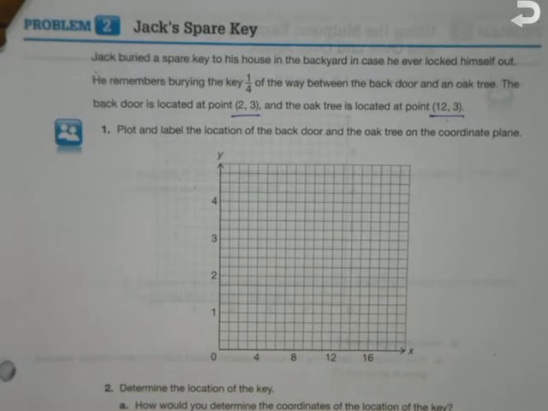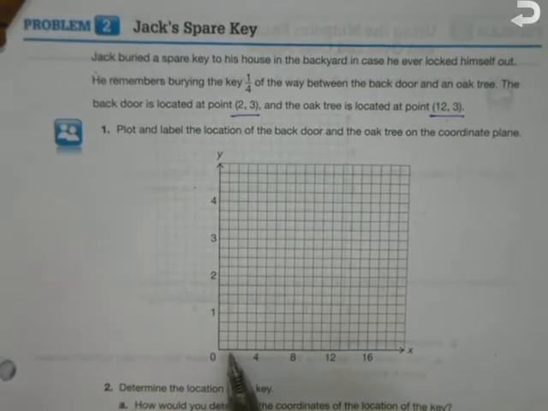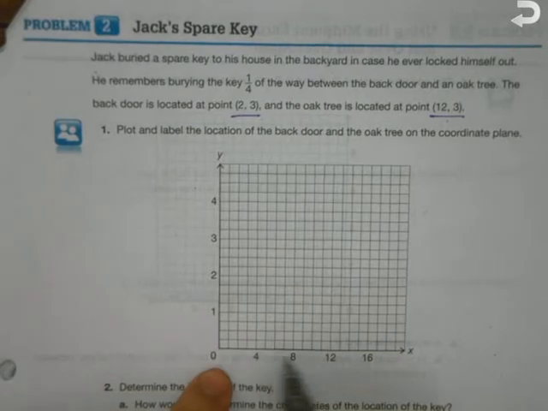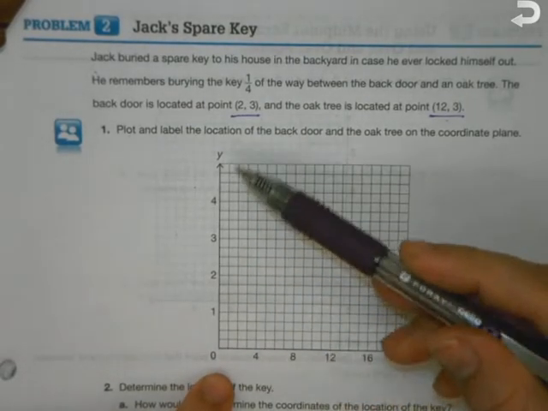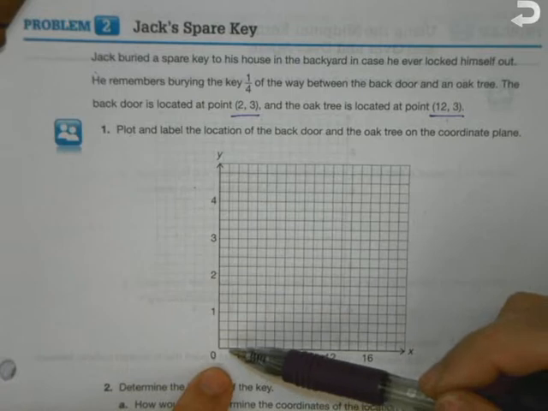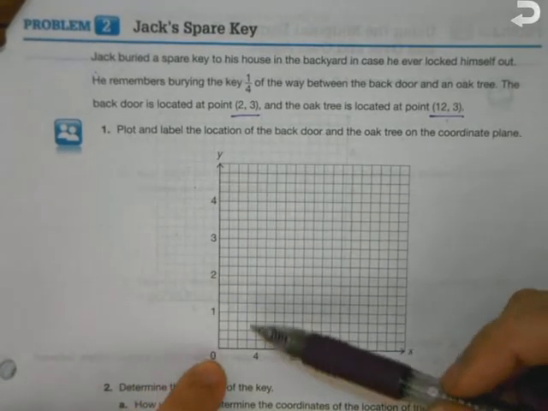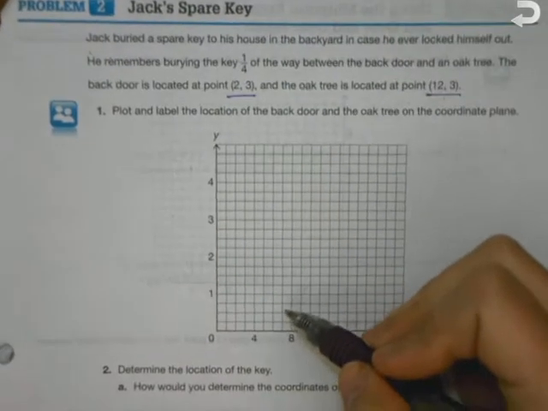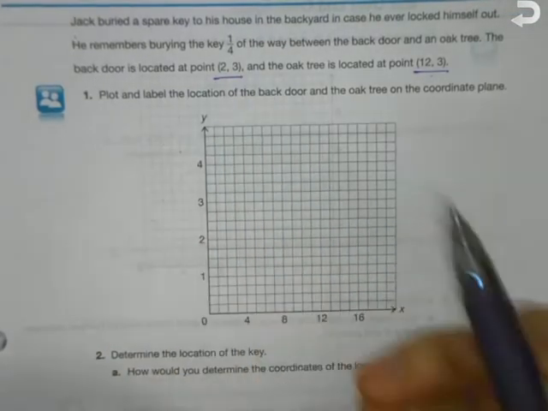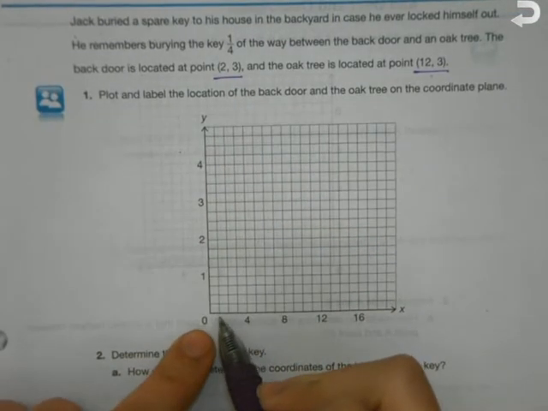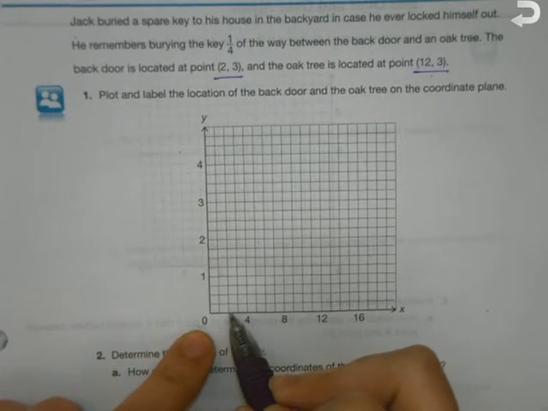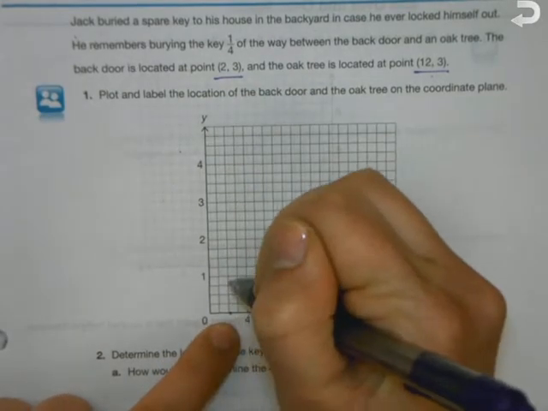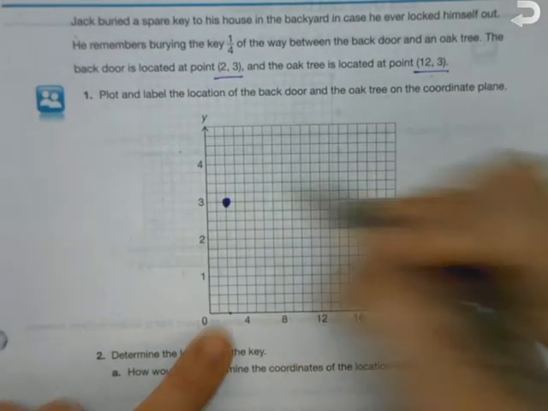It looks like we are counting by what? 1's on the x-axis, and what about the y-axis? Well, it's 1's, but how many spaces are in between each one? 4. So we're counting by quarters, okay? So make sure that you should have been paying attention to that. So if the back door is at (2, 3), on my x-axis I'm counting by 1, so I'm going to go over 2. And the y-axis I'm going to go all the way up to 3. So that's going to be right here. And then you should have labeled it back door.